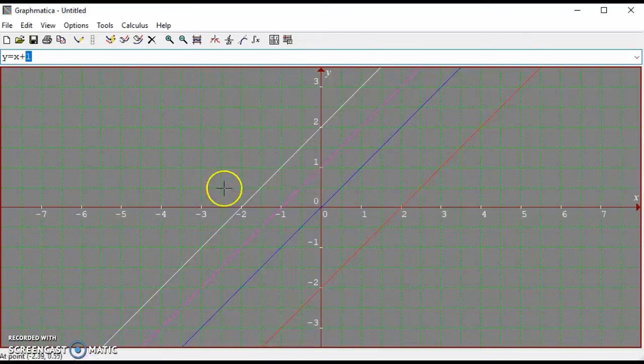So quite a lot of information here. You might like to replay this in parts to see if you can just consolidate your understanding.